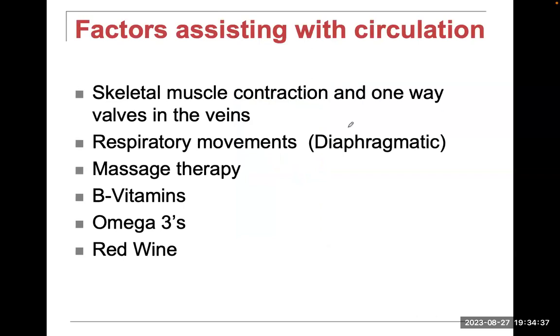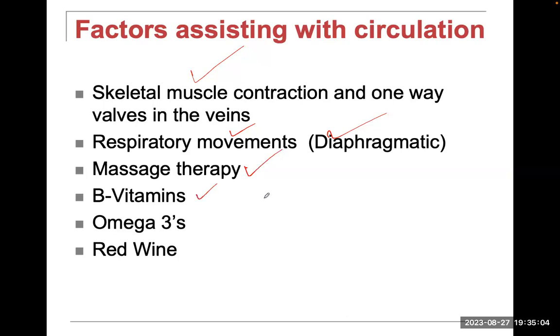How do we keep the blood circulating? There's a lot of different things that can help circulate blood. Just movement and exercise, any type of skeletal muscle contraction helps with the pumping of blood. Diaphragmatic movement, so respiratory movements, help to circulate blood. Manual therapy or massage therapy helps to circulate blood.